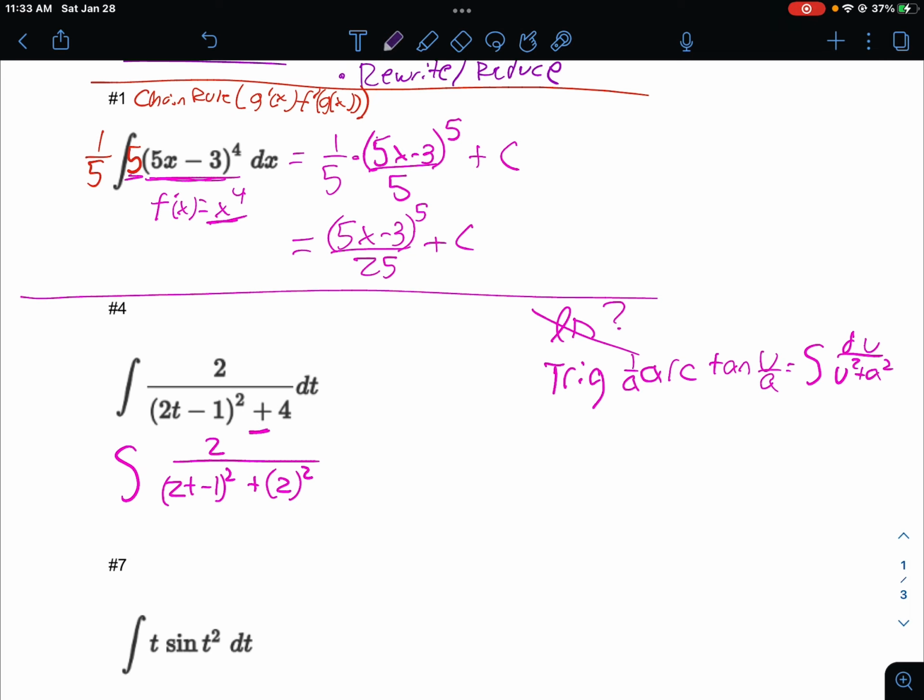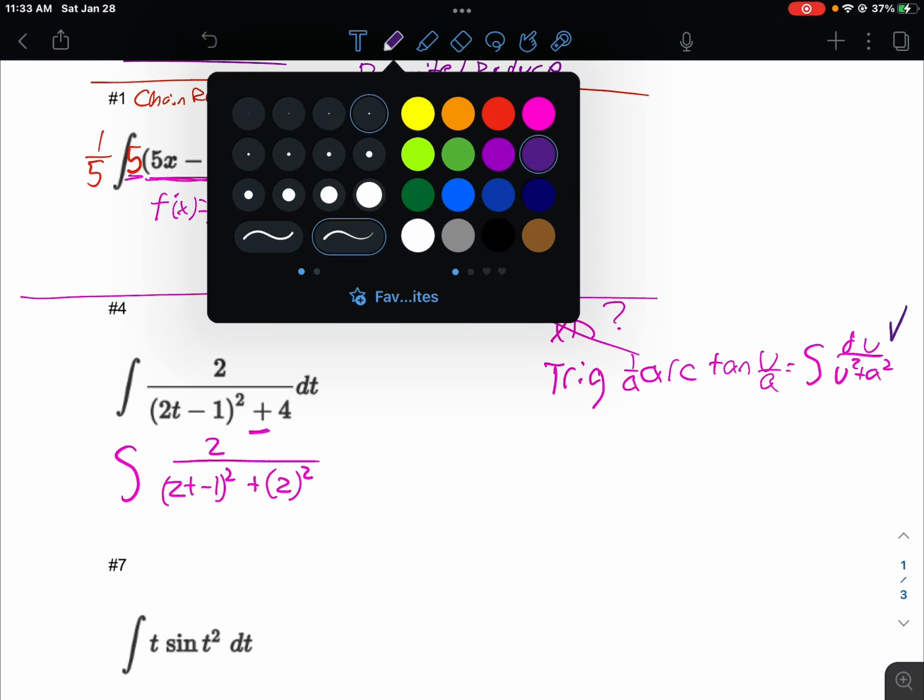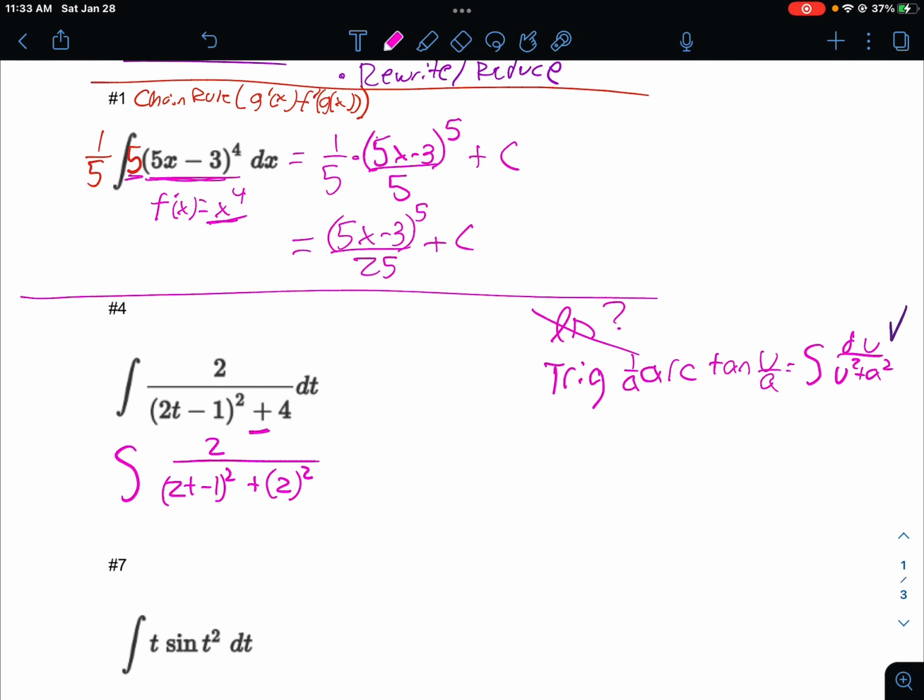So it actually does fit this form. It fits just perfect. So we don't have to fix, we don't have to do anything there. So we're just going to go over here and write u equals 2t minus 1. Okay, a equals 2. And so we know that this right here is just going to become 1 over a, 1 over 2, arctan of (2t minus 1) over 2 plus c. And that's it. That's all we have to do.